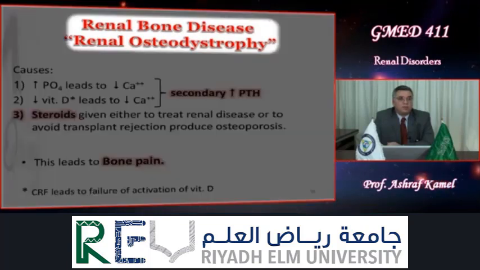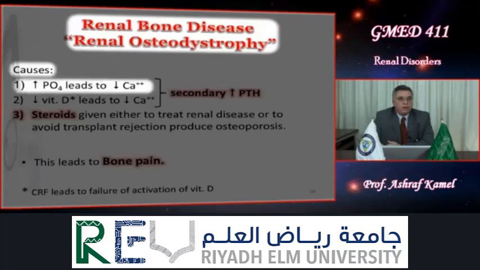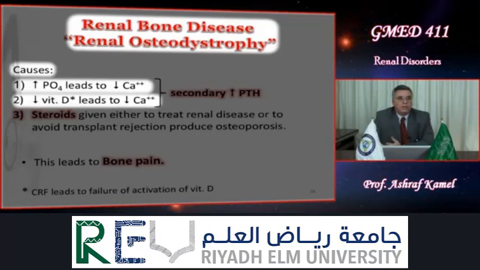Renal bone disease or renal osteodystrophy leads to bone pain, and this is a very common complaint by the renal patients. What are the causes? First, the electrolyte disturbance with increased phosphate, and this leads to decreased calcium, decreased vitamin D activation, which is performed by the kidney. So in renal failure, vitamin D is not activated, and we get a decreased vitamin D level in the blood, and this leads also to decreased calcium.